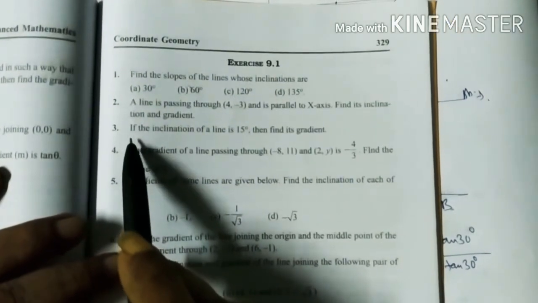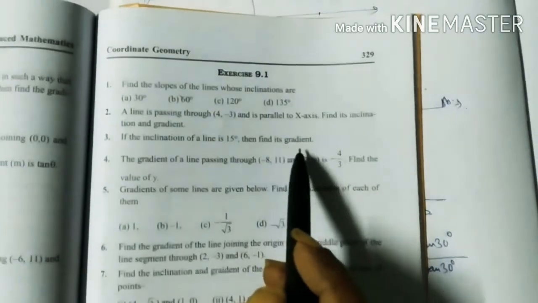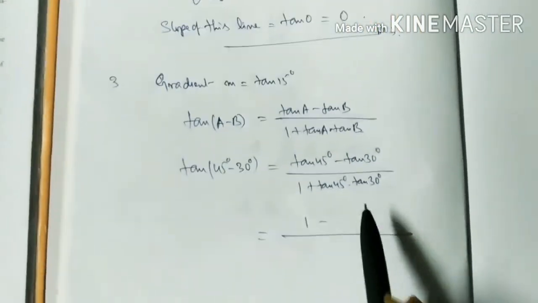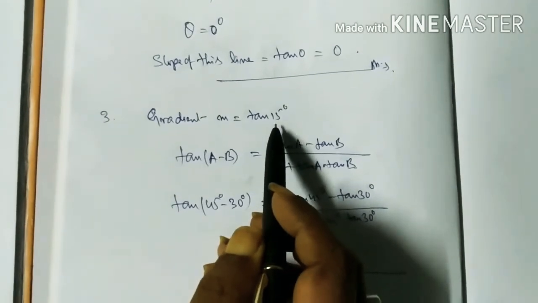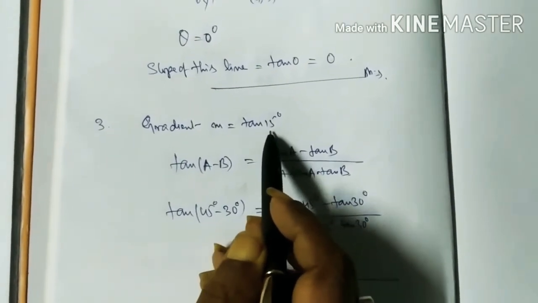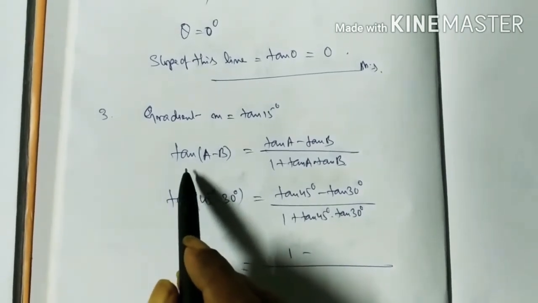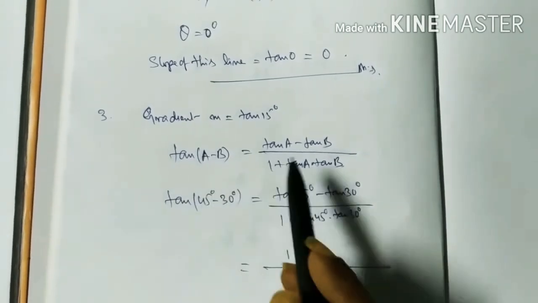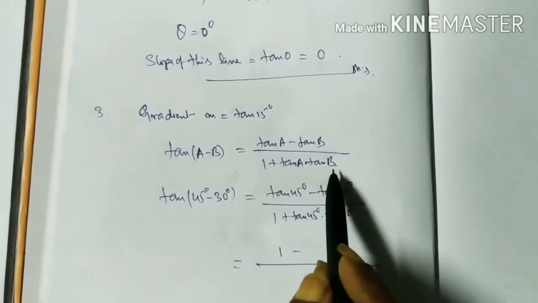Now, question number 3. If the inclination of the line is 15 degree, then find its gradient. So gradient, that is m, is equal to tan 15 degree. Now, how will we find the value of tan 15 degree? We are going to take the help of this formula which you have studied earlier, tan (A minus B) is equal to (tan A minus tan B) by (1 plus tan A into tan B).